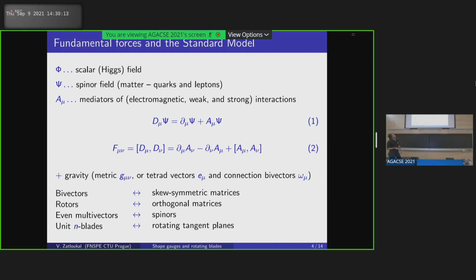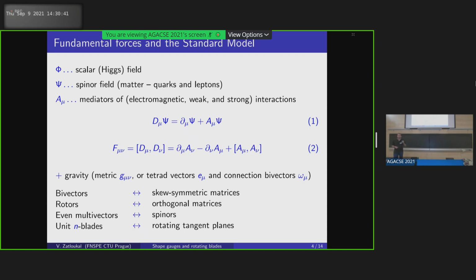If you take a commutator of these covariant derivatives, you get the field strength, for instance the electric and magnetic fields. The expression before was missing the gravity part of fundamental interactions, which is also a fundamental interaction. So we would have some other types of fields, like the metric or tetrad vectors or connection vectors.